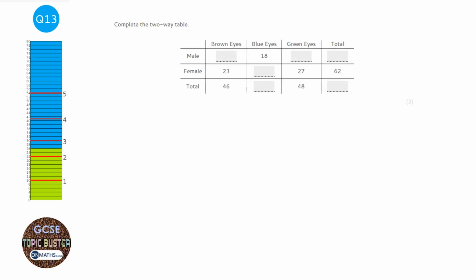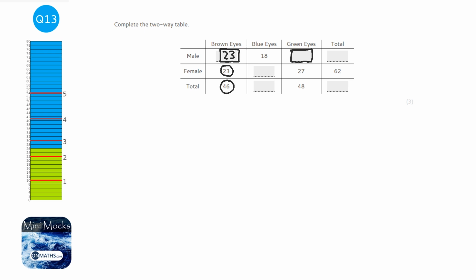With two-way tables, we've got to use the totals to work out the missing numbers. So a nice place to start is this box here. We've got a total of 46 people with brown eyes, and 23 of them are female. So all you need to do is 46 take away the 23, and that leaves 23 left over. Now let's have a look at a nice easy one. Green eyes: we've got 48 in total, and 27 females with green eyes. So we want to do 48 take away 27, and that leaves us with 21.